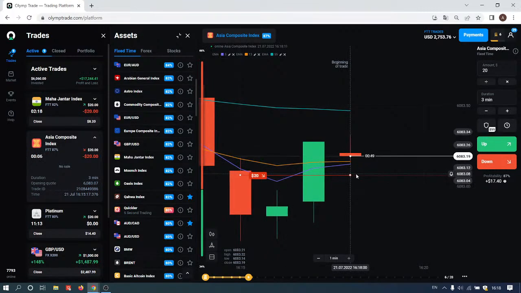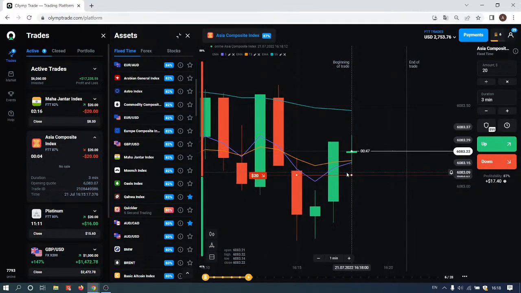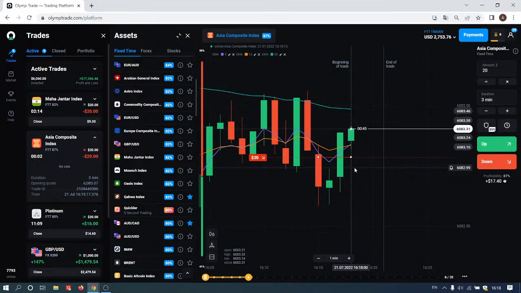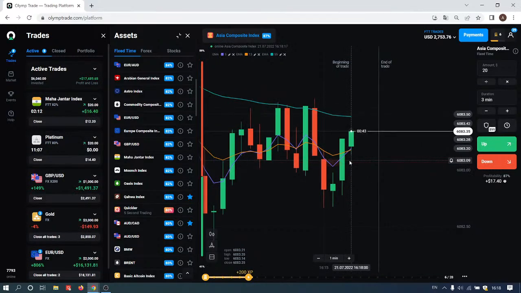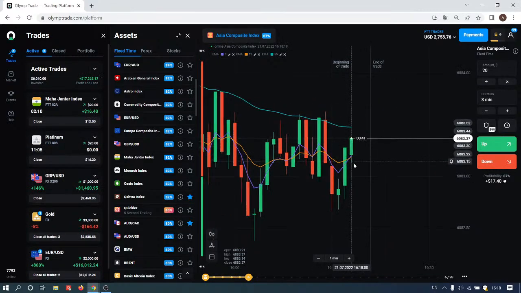Wow, what happened to Asia Composite Index? It has reversed, and this will probably close with a loss. Yes, it did close with a loss.